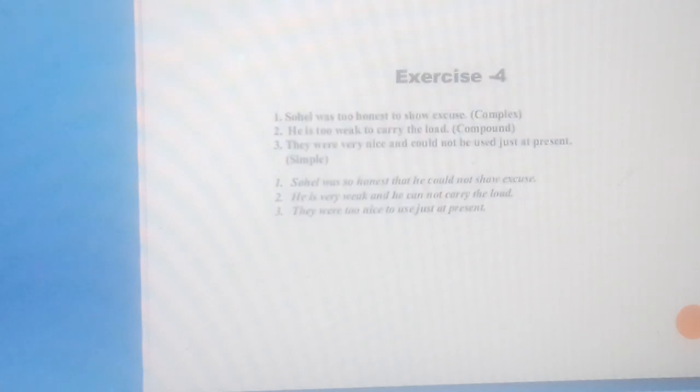Let's go to another exercise. "Sohail was too honest to show excuse." It's a simple sentence. If I transform it into complex, it will be, "Sohail was so honest that he could not show excuse." Number 2, "He is too weak to carry the load." If we convert it into complex, it will be, "He is so weak that he cannot carry the load."